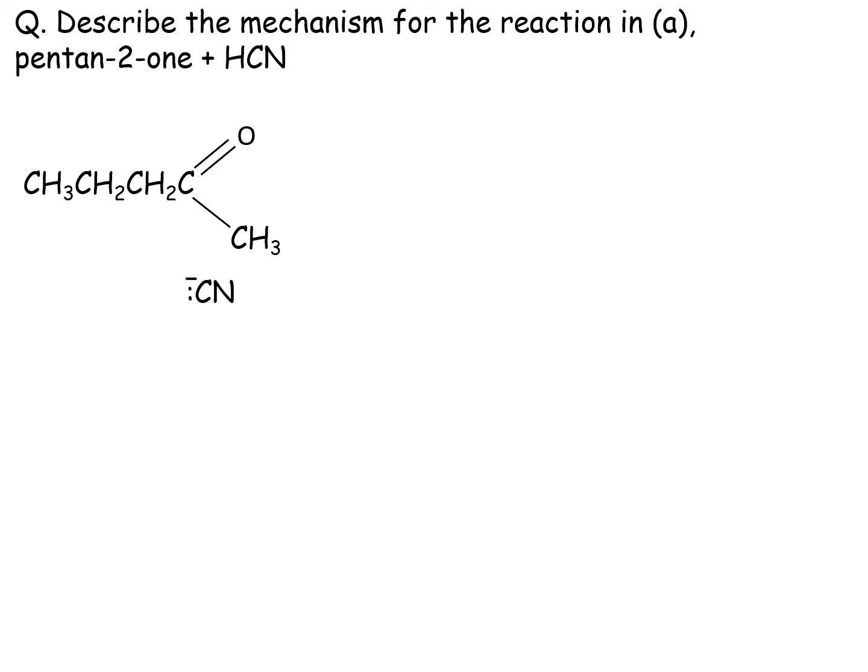So the cyanide ion came from HCN. The bond between H and C has broken and the carbon has gained the electron from the hydrogen, and that's why we've got that negative charge. And it's convention to show that minus charge on the carbon of that cyanide ion.